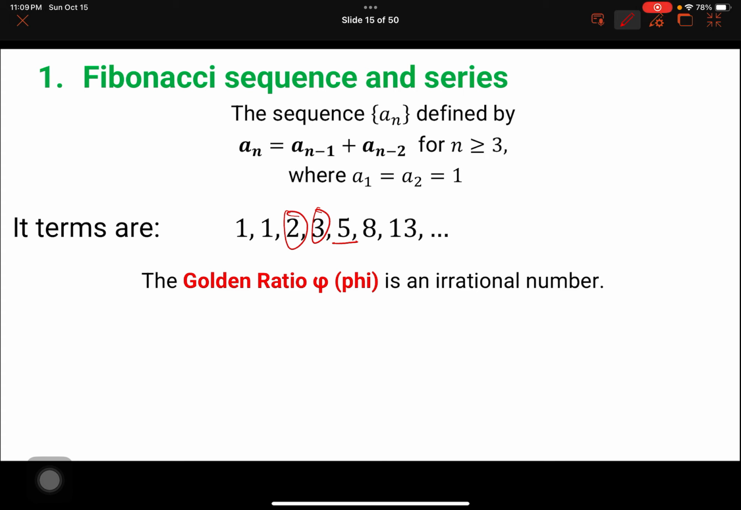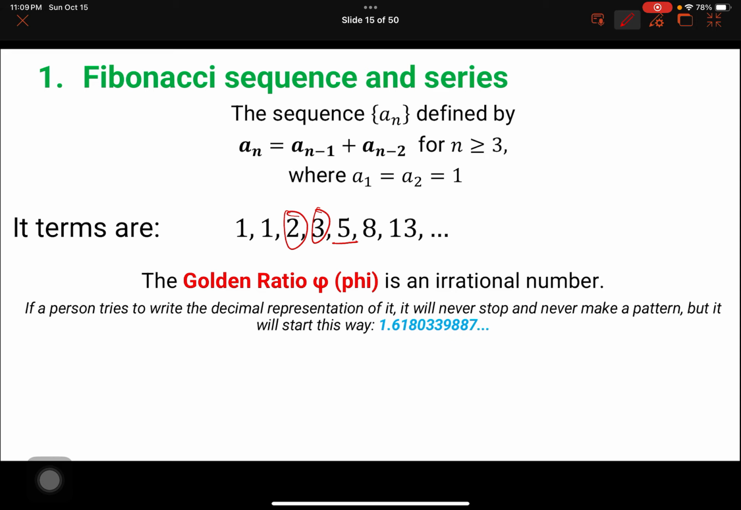Pero as of now, kung mapapansin nyo, kung i-divide natin yung 1 sa 1, di ba 1 pa rin? 2 divided by 1, still 2. But pagdating sa 5 divided by 3, we can have 1.67. So, golden ratio kasi, it represent a value na equal kay 1.6180. Or basta may 1.6 sa simula, we can consider na it is a Fibonacci sequence.